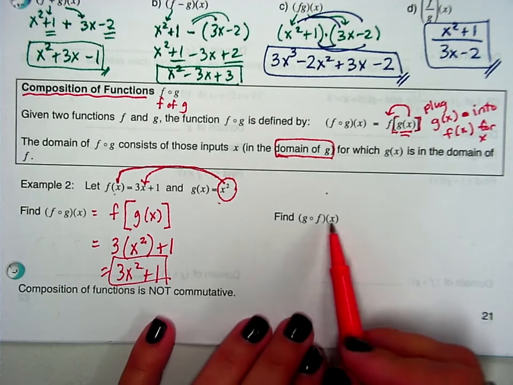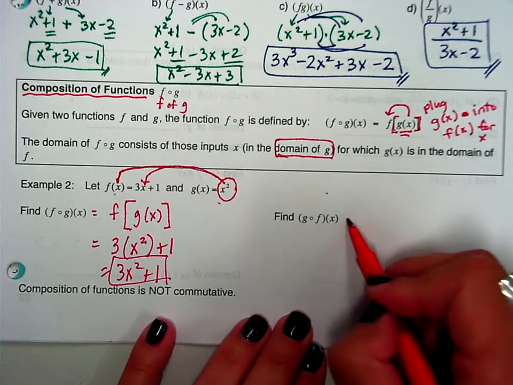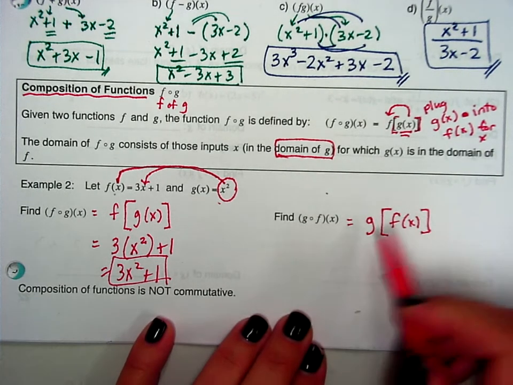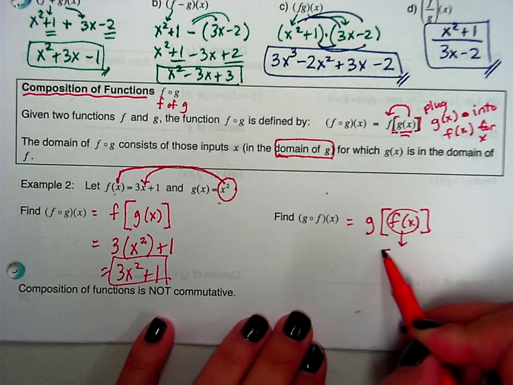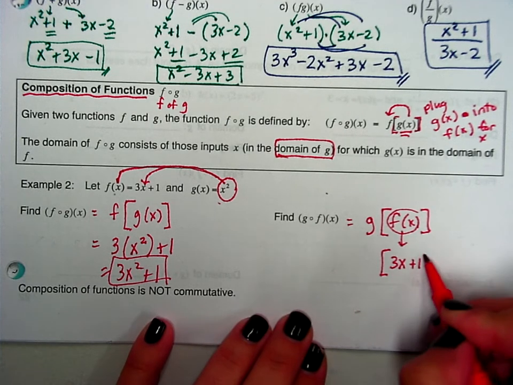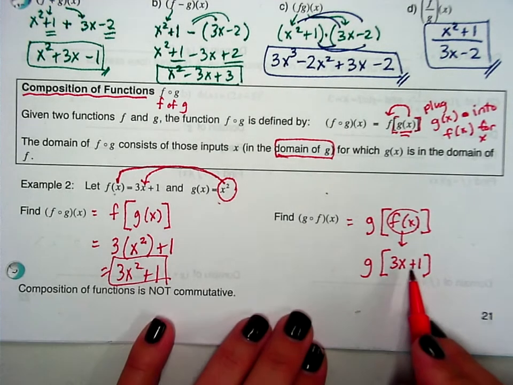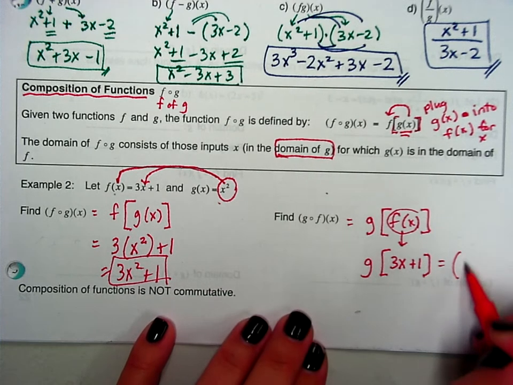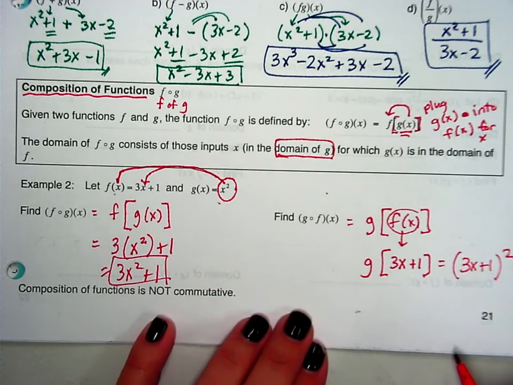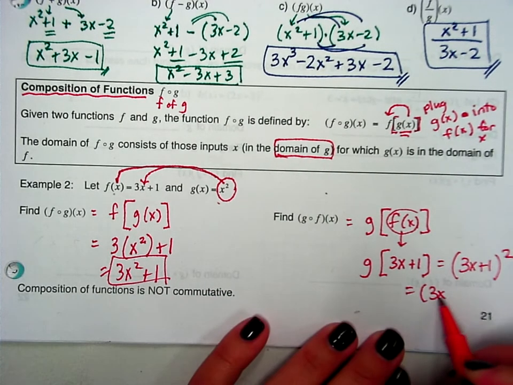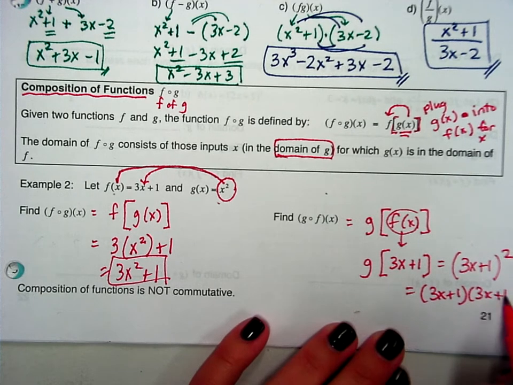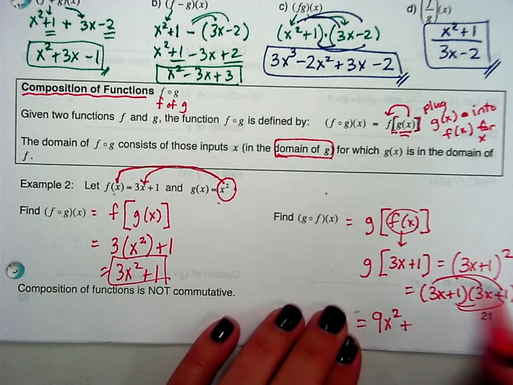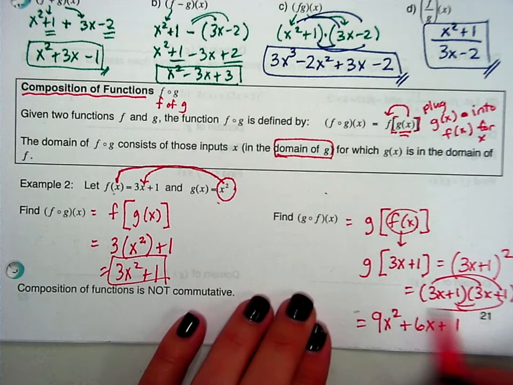Let's try it the other way. Let's do g of f. So g is on the outside, f of x is on the inside. So now I'm taking the function f of x, which in this case is 3x plus 1, and I'm doing g of that function. Well, what is g of that function? It just means to take it and square it. So this is just (3x plus 1) squared. Well, we know that means to actually FOIL it out. First, outer, inner, last. So that'll give us 9x squared plus 6x plus 1.